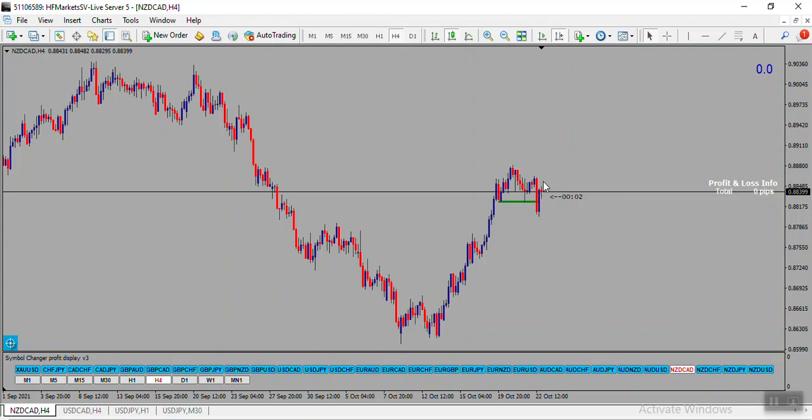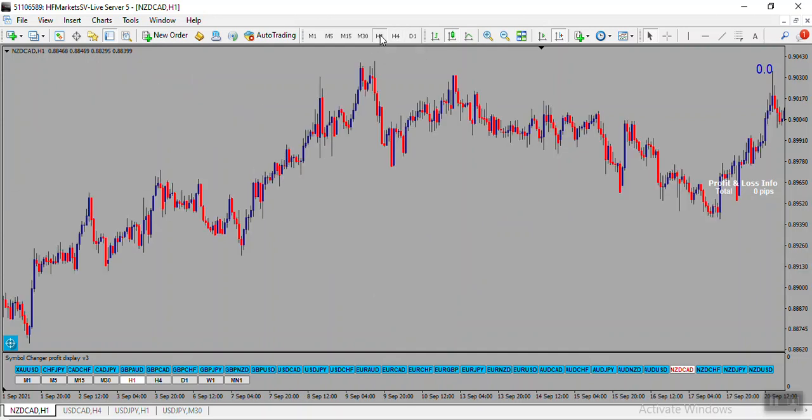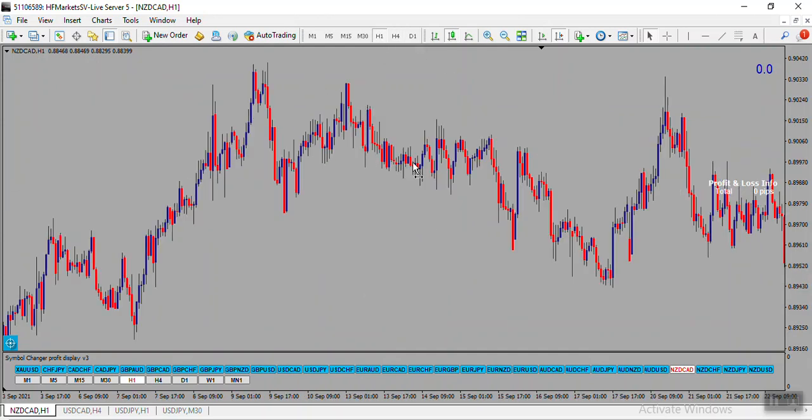Once that has happened, I will look for price to come back to this order block. Then I'll look for a buy setup here, and I'll take my buy if the setup eventually comes up. So those are the pairs I'll be looking at on the 4-hour time frame.